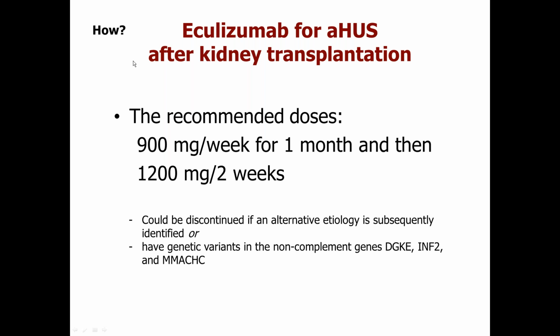So how to administer the Eculizumab for atypical aHUS after kidney transplantation? There are various reports, various dosing regimens, but one of them is 900 milligram per week for 1 month, and then 1,200 milligrams every 2 weeks. As I said, there is growing evidence that we should not delay the treatment, and the treatment could be discontinued if an alternative etiology is identified or genetic variants in the non-complement genes are established.